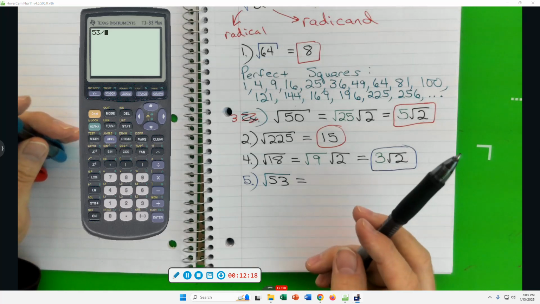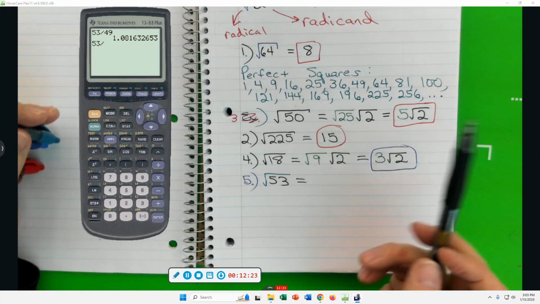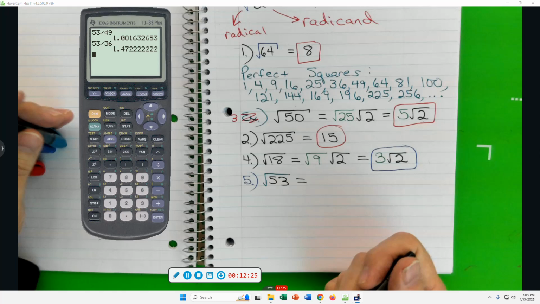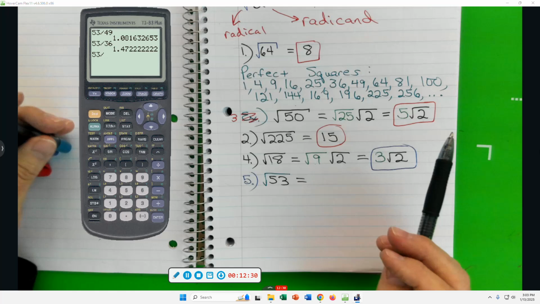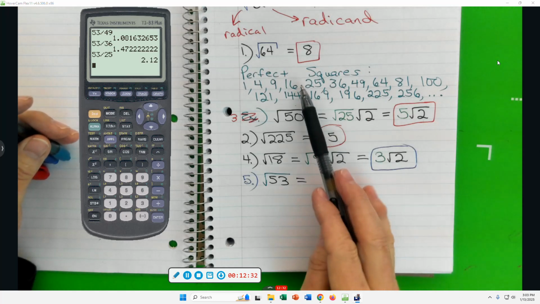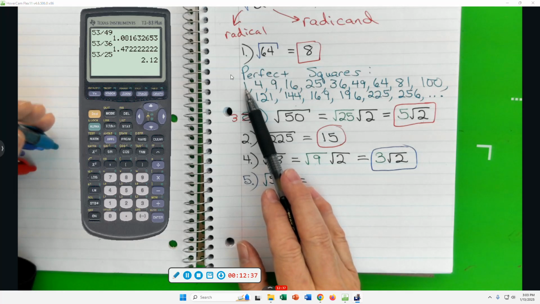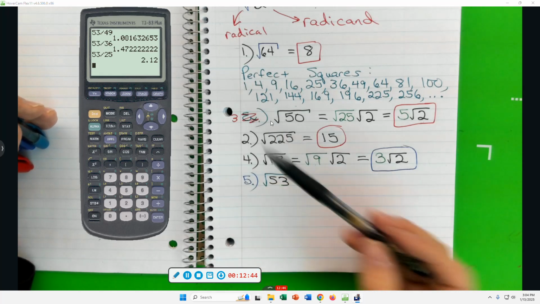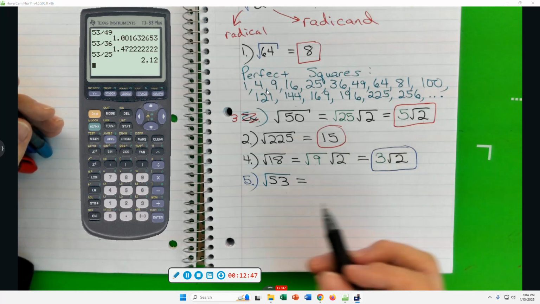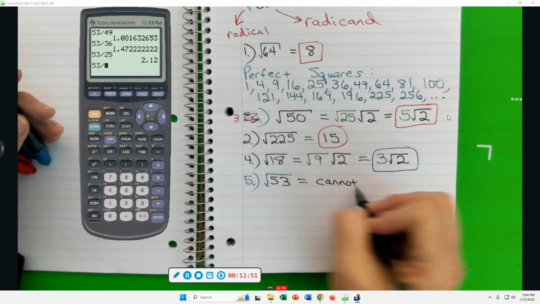53 divided by 49, no, there's a decimal. 53 divided by 36. This is just trying to show what my thought process is. 53 divided by 25, and so forth. The only one that doesn't give a remainder or a decimal number is if you divide it by 1, which isn't going to do anything. 53 divided by 1 would stay a 53 underneath there. So the square root of 53 cannot be reduced any further.